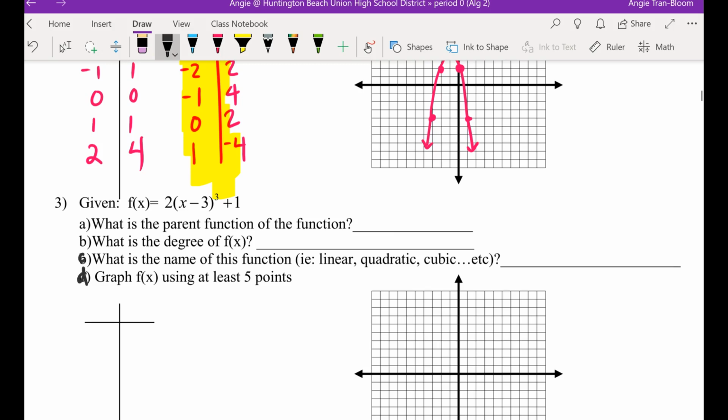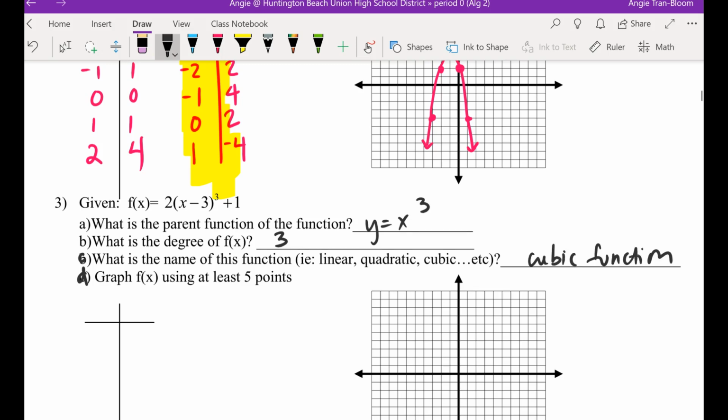Kimmy, what's your parent function for this one, hon? Oh, no, the parent function, letter A. What is the parent function? Beautiful, okay. What is the degree of f of x? Beautiful. C. Okay. C, Joe, what is the name of this function? Beautiful.